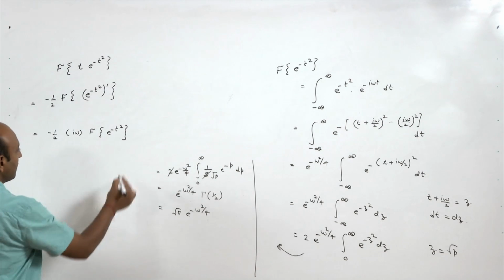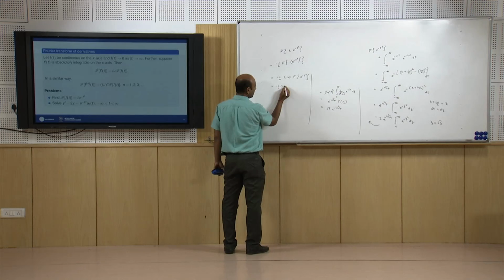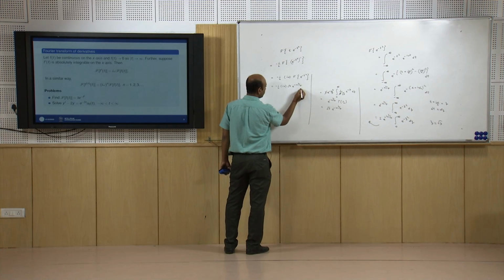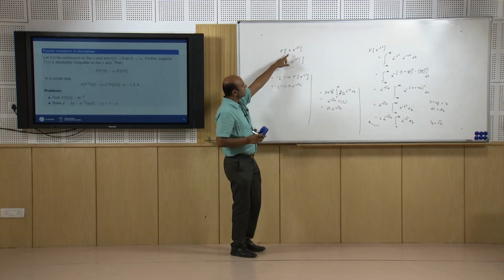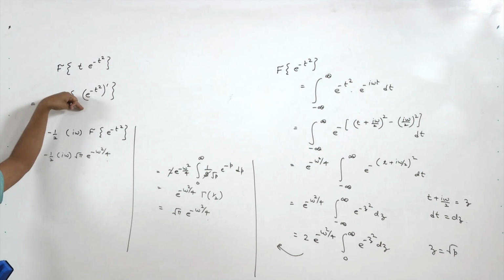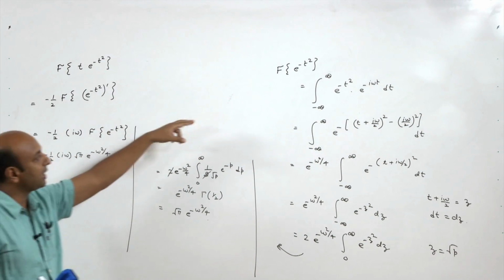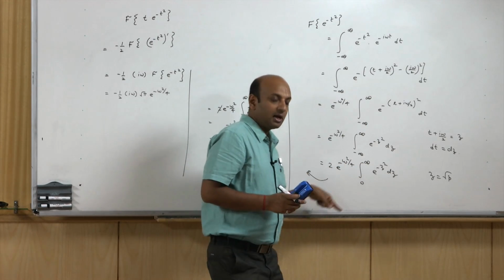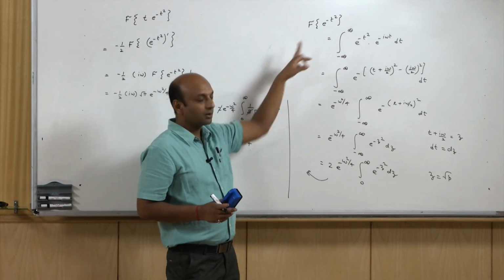So, therefore, the value of this is nothing but -1/2 iω under root pi e^(-ω^2/4). So, here we use the concept of derivative of Fourier transforms. And to find out the Fourier transform of e^(-t^2), we go back to the main definition of Fourier transforms. There we simplify and we get the Fourier transform of e^(-t^2).